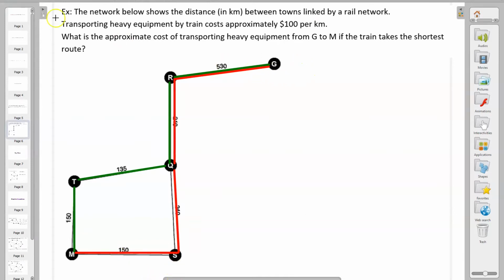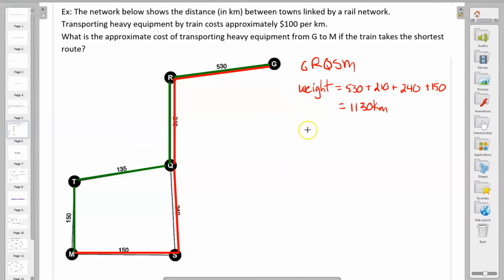Let's look at the red route first of all, from G, R, Q, S, M. That's the path we're going to follow. Now we want to add up the total weight, which is 530 plus 210 plus 240 plus 150 for a total of 1,130 kilometers.